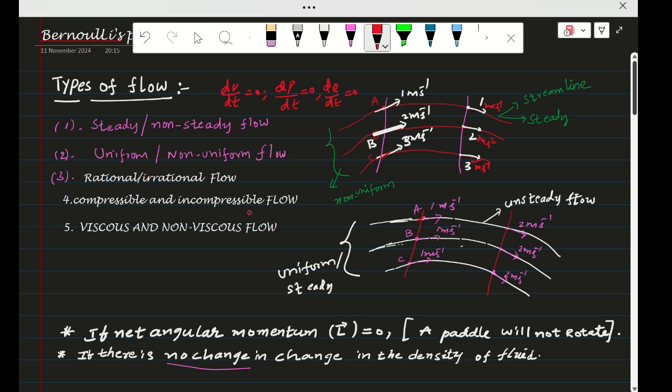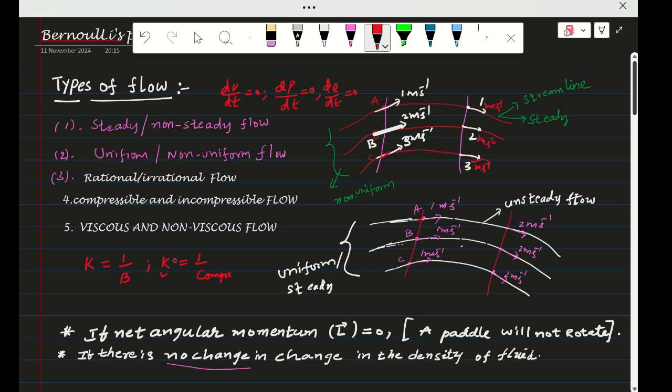Compressible and incompressible flow. We already studied the Poisson ratio. Compressibility K is the reciprocal of bulk modulus. So B is the bulk modulus, K is compressibility. In some books they take K as the bulk modulus and C as compressibility. K equal to 1 by C. K is bulk modulus, C is compressibility. The reciprocal of K is called compressibility.